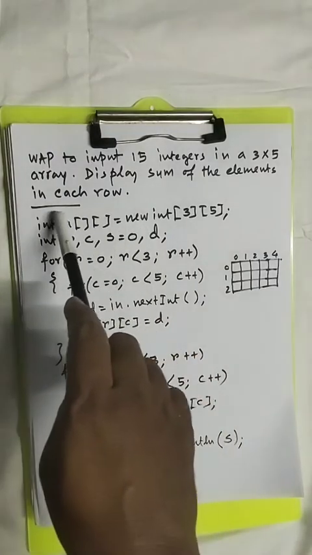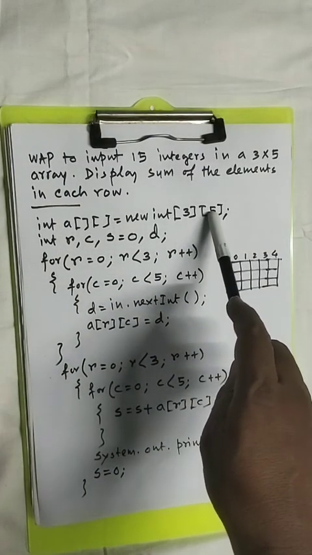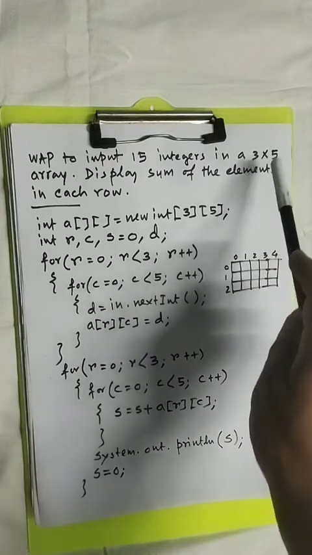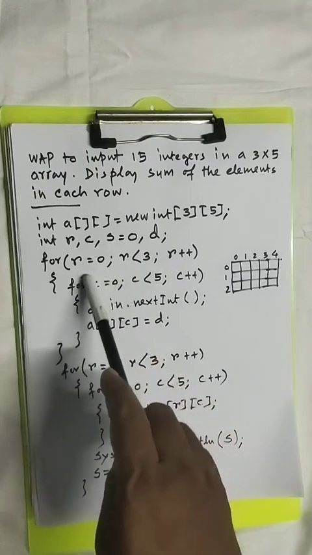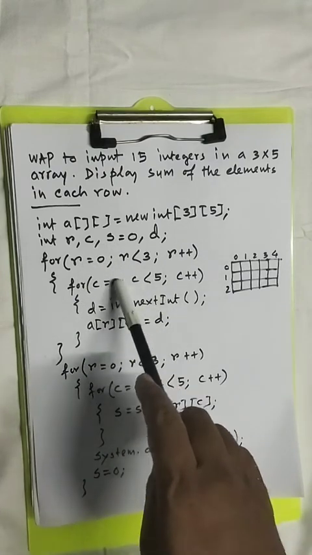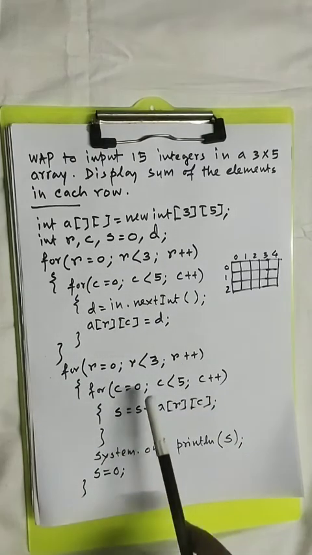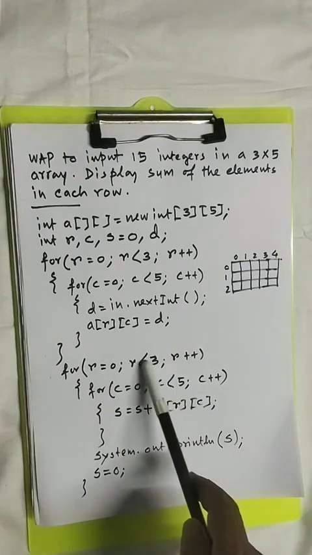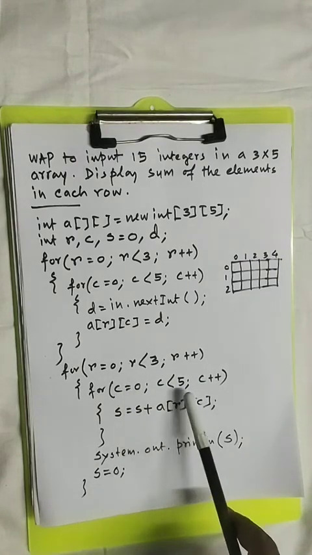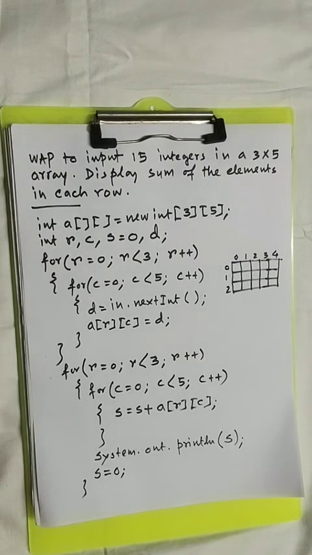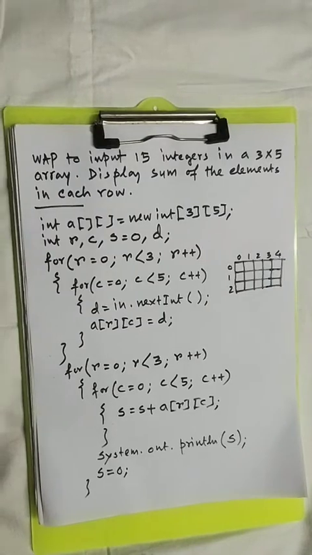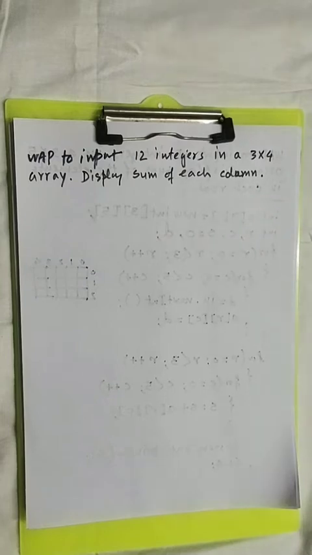In this portion here we have created an array of the required size. Here in this portion 2 for loops, here we have taken input numbers in the array. Then in this portion we have calculated sum of each row and printed. So hope you understand this program. Now we'll do another program.